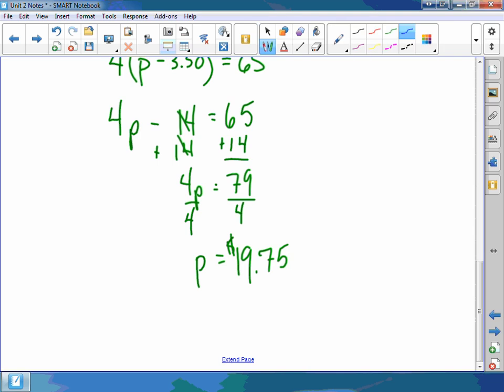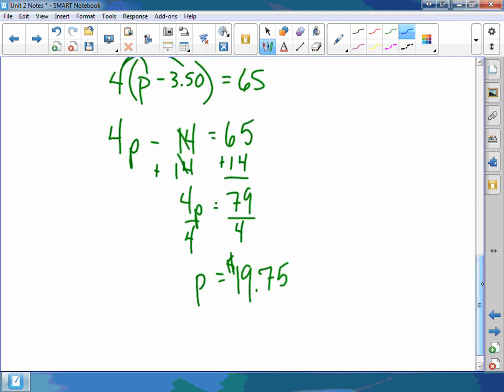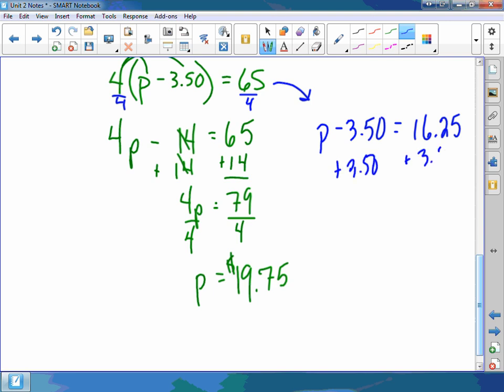But if we would have gone the other route and just got rid of the 4 first, so I'll go over here and do this, divide both sides by 4 to start, I'm left with P minus 3.50 equals, now 65 divided by 4 would be 16 1/4, 16.25. Yeah, because then when we add our 3.50, you're going to see that P equals 19.75, same as we got before.